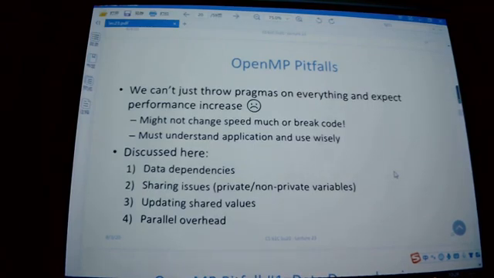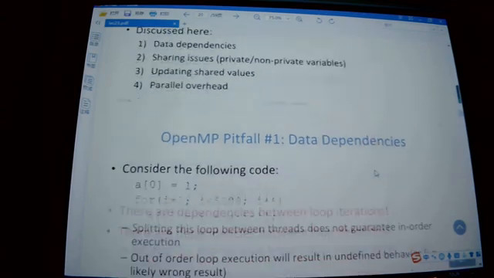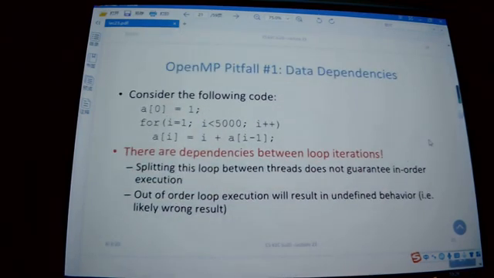Before class, we talked about OpenMP pitfalls. We cannot just set parameters on everything and expect a performance increase. There are more topics to discuss: data dependencies, sharing issues, updating shared values, and parallel overhead. The first one is data dependencies.